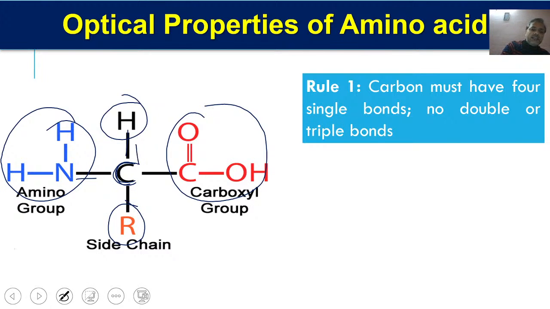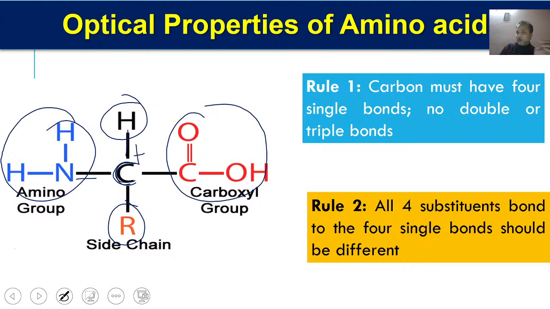This central carbon has 4 single bonds and 4 different groups associated with it, which means this carbon is an asymmetric carbon. Yesterday I told you to remember 2 rules for when to call a compound asymmetric. First rule: the carbon must have 4 single bonds, meaning no double bond and no triple bond.